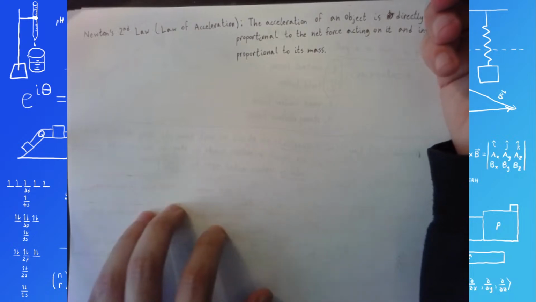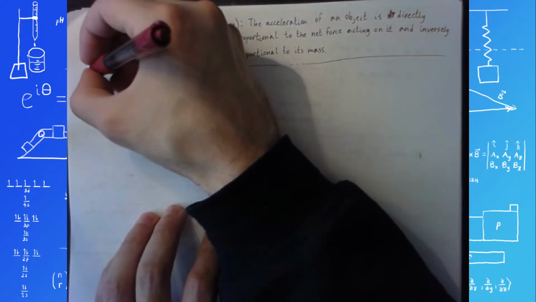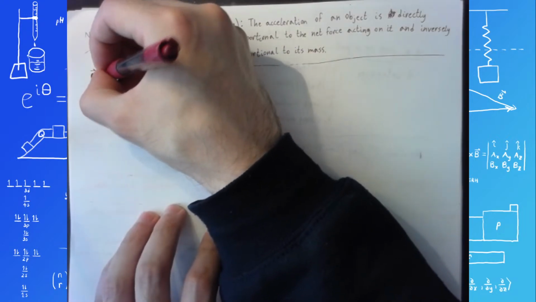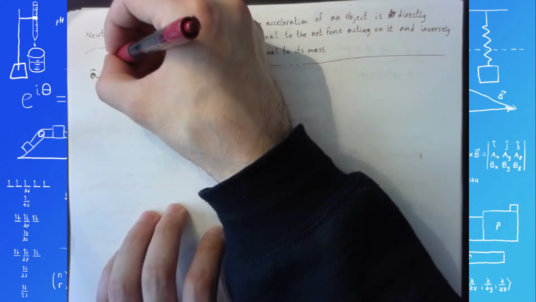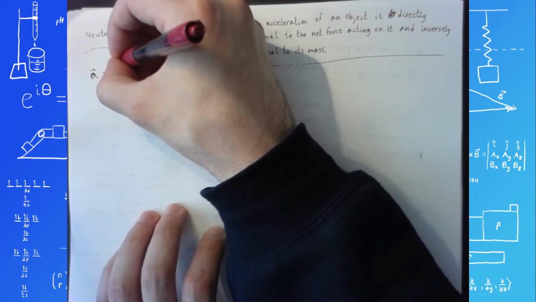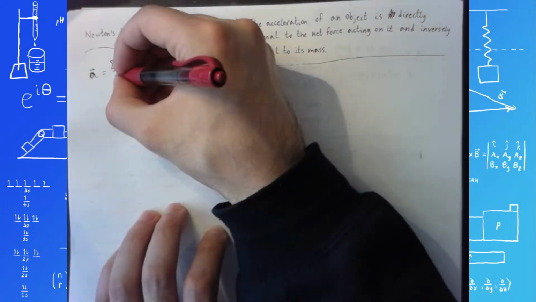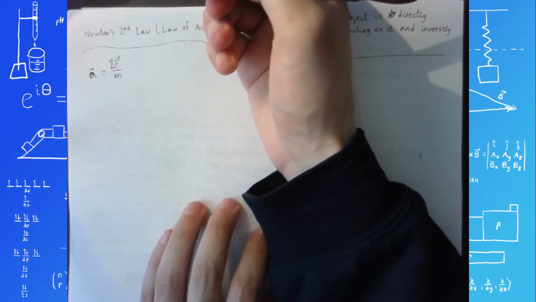So mathematically, it would look like this. The acceleration of an object is directly proportional to the net force acting on an object. So the greater the net force, the greater the acceleration. And inversely proportional to its mass. So divide by the mass, because the greater the mass, the lower the acceleration.